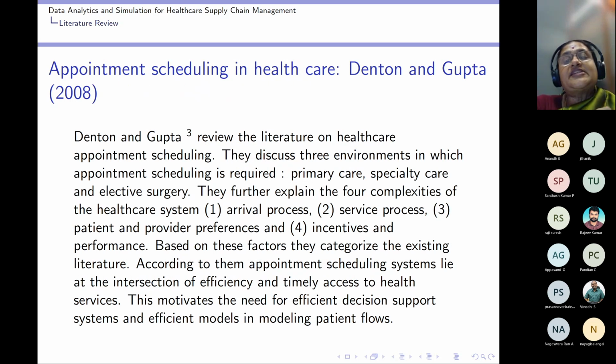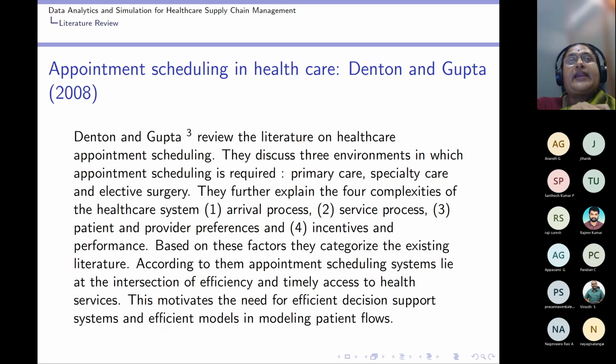Now, with respect to this talk, one of the review papers which is very close to patient scheduling is this review by Denton and Gupta. Denton and Gupta have reviewed the literature on what we refer to as healthcare appointment scheduling, where patients are given appointments prior to the visit. They are discussing three environments: primary care, specialty care, and elective surgery. They further explain the complexities of arrival, service, patient and providers' preferences, and incentive and performance.